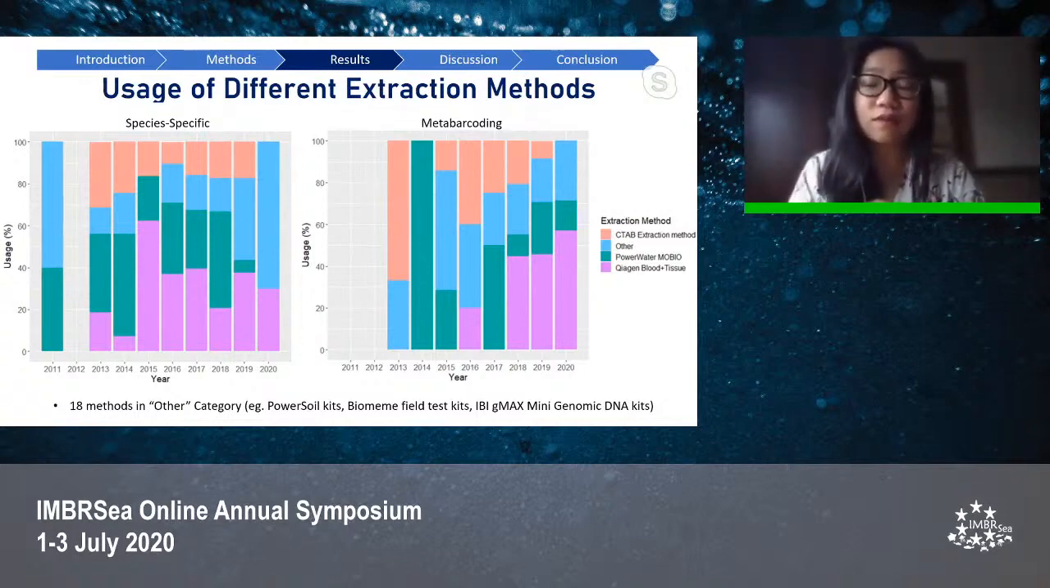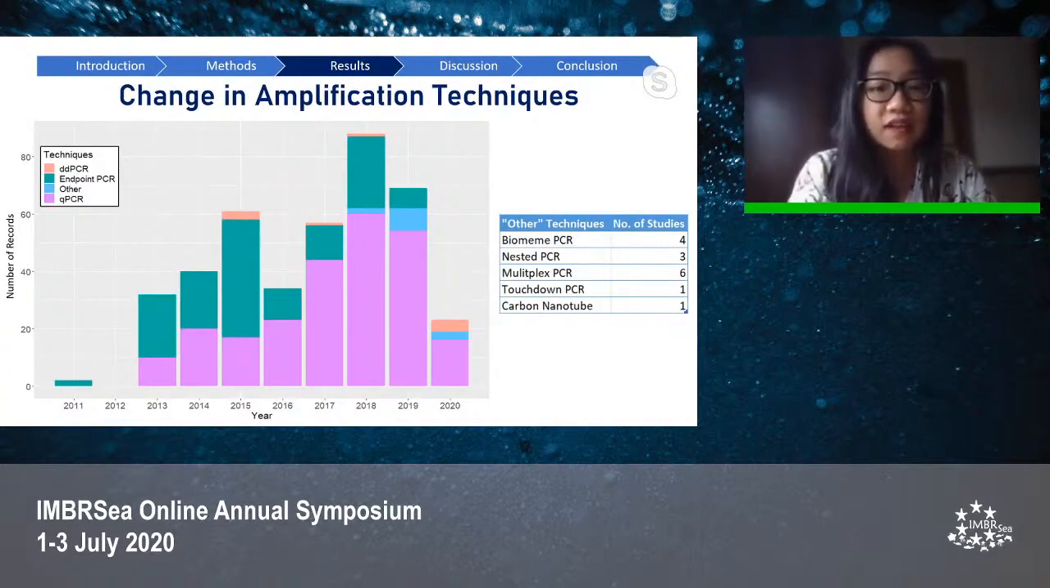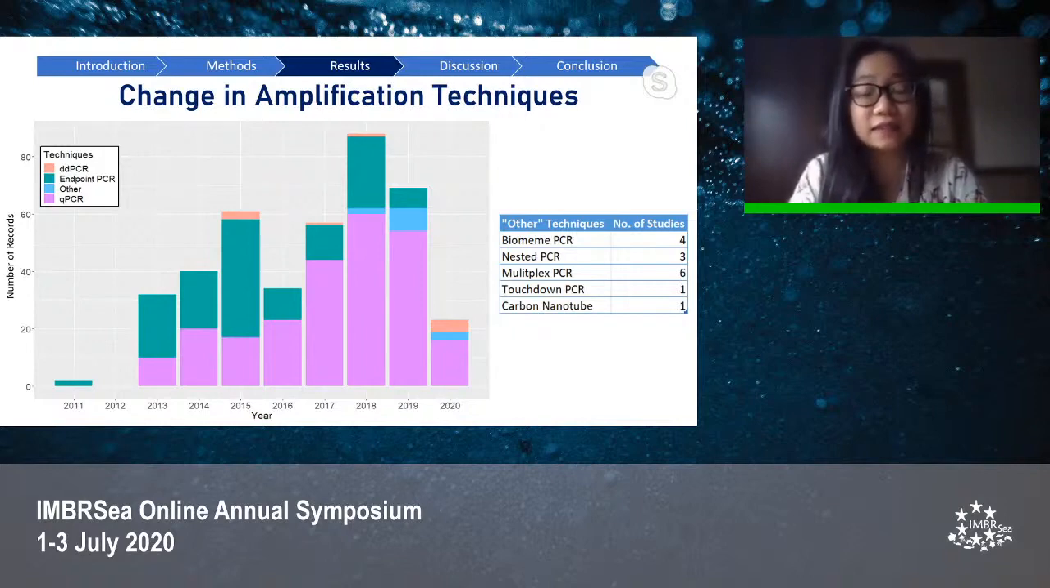And only the 3 main extraction methods were directly compared. There were actually 18 other methods that were placed in the other category, and these were mostly commercial kits, but also study-specific extraction methods. So with regards to the change in amplification technique, qPCR, which is the purple bar, has consistently increased in use from 10 records in 2013 to 60 records in 2018. And qPCR actually became the dominant PCR method in 2016 to currently now in 2020. And digital droplet PCR, or ddPCR, which is the pink bar, started to come into play in 2015.